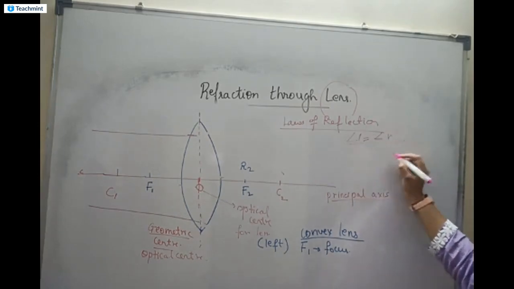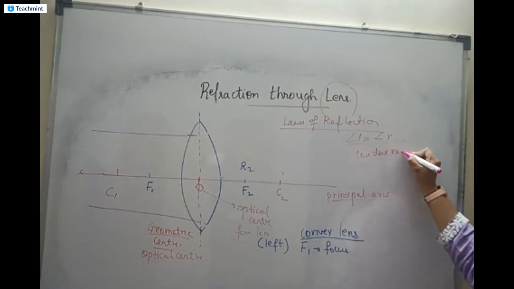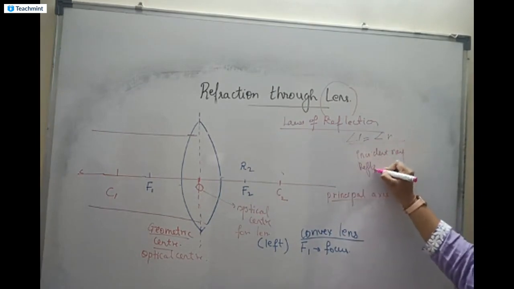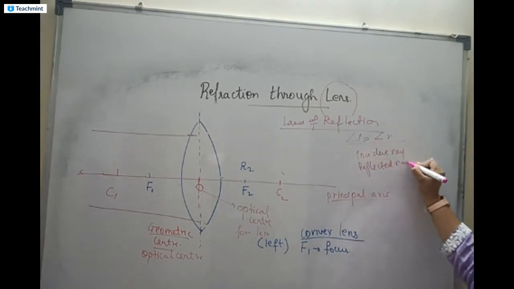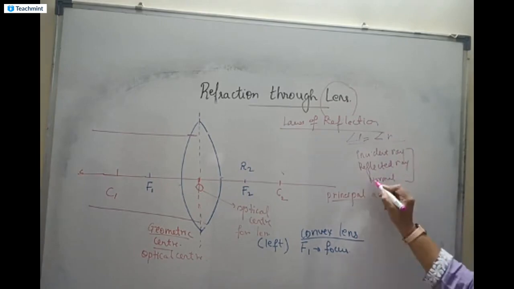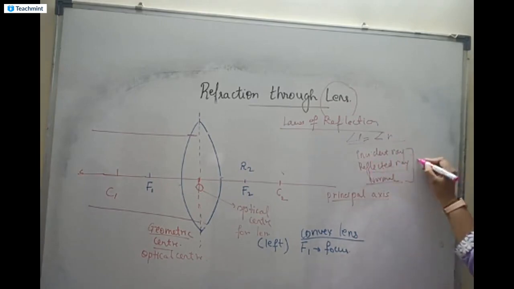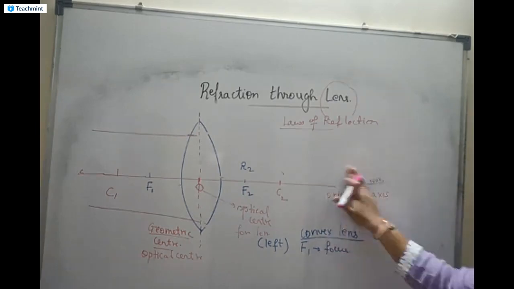And the incident ray, the reflected ray, and normal lie on the same plane. Correct. Yes, absolutely right. These three rays that you draw, normal is the perpendicular, incident ray, reflected ray, all of them fall on the same surface, same plane. Okay, this was the law of reflection.